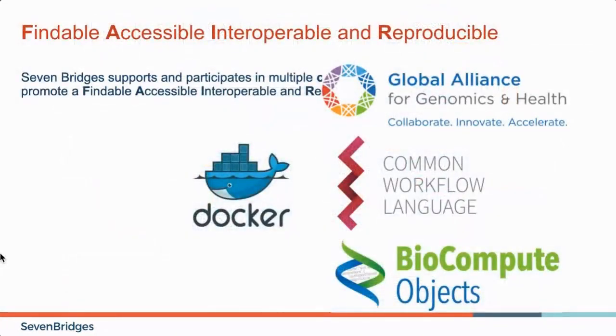The platforms are all built with FAIR principles in mind, which is findable, accessible, interoperable, and reproducible. And we do this by engaging with many of the community standards organizations, such as the GA4GH. So by engaging with these communities, we build these standards and principles into the platform, and we've incorporated many of these standards. So again, reproducibility, workflow portability, security, and sharing data have all been baked into the platform.